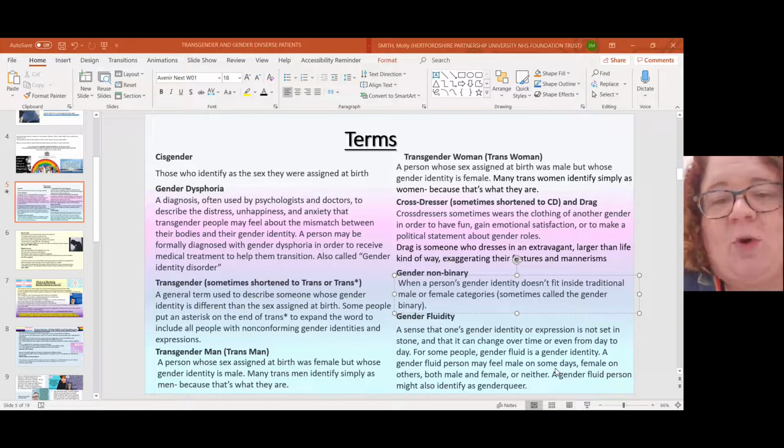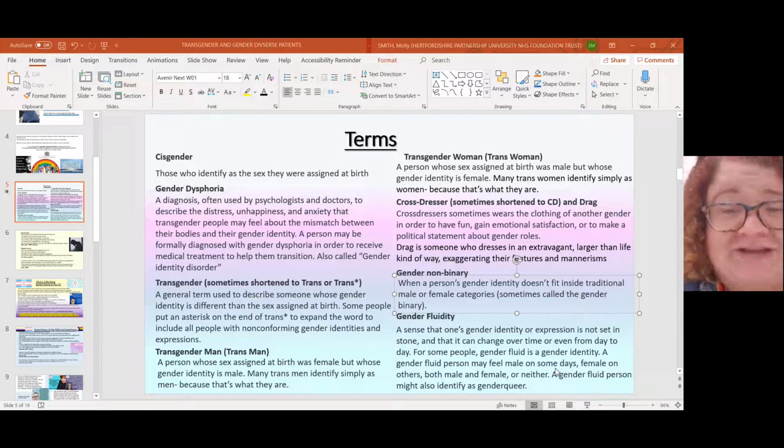And that's the same when we talk about gender fluidity. So it's a sense that your gender isn't set in stone either. It can change over time, it can change day to day. And gender fluid for some people is the best fitting sort of identity for them. They may not want to fit into male or female. They may feel different day to day. Some days they may feel more male, or more female. Some days, you know, they may feel neither.